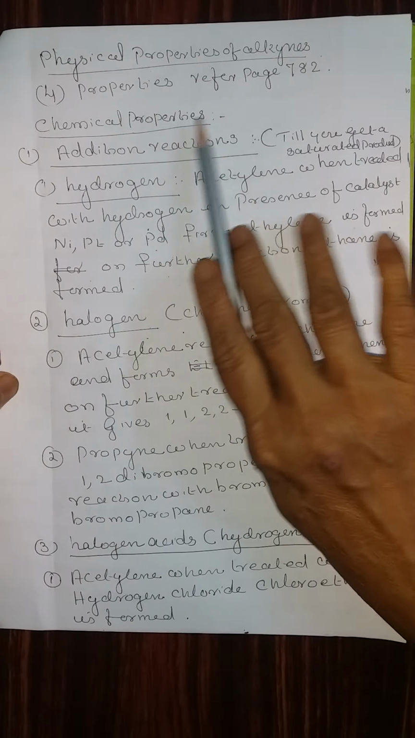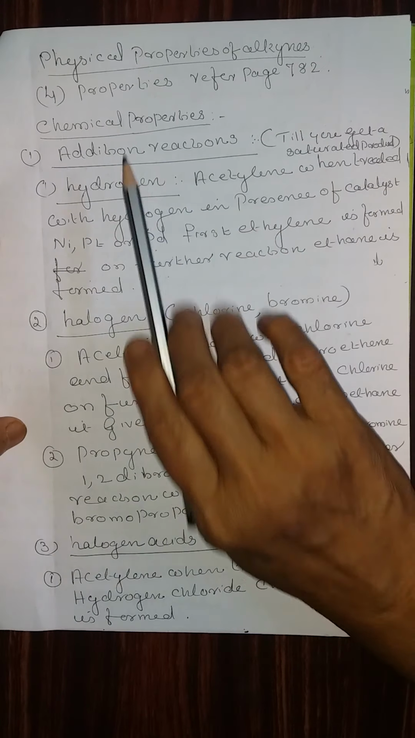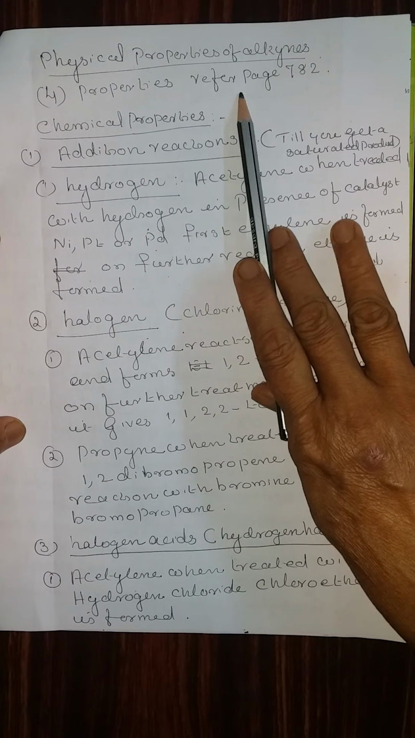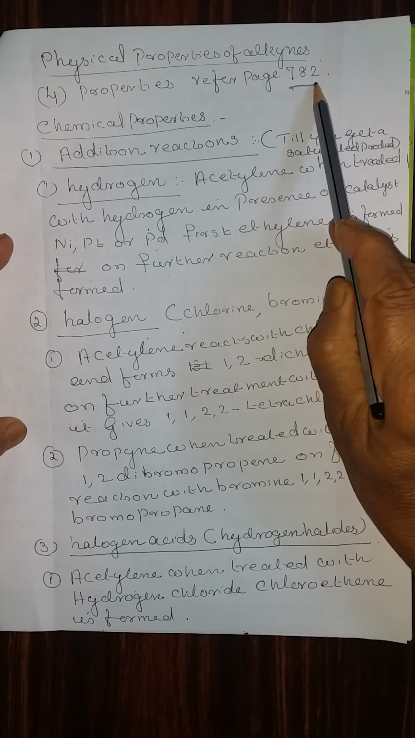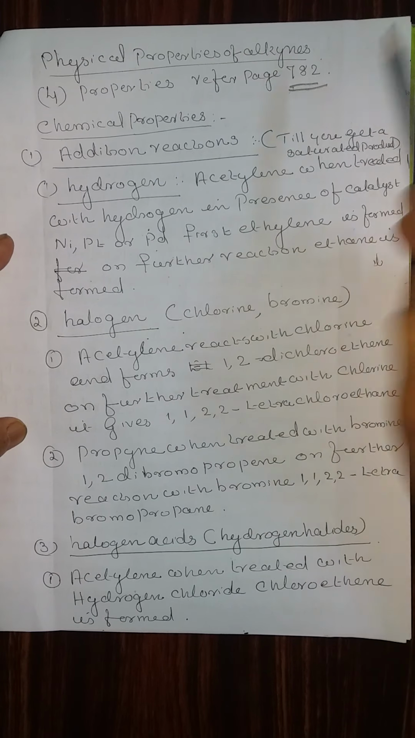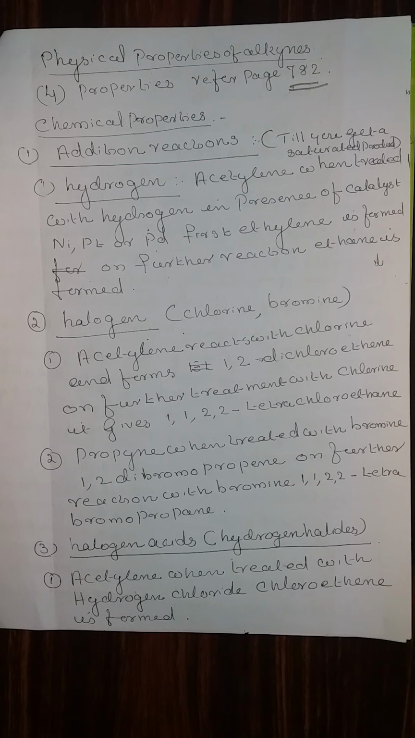Now comes physical properties of alkynes. There are 4 physical properties mentioned in the textbook, page number 782. Please refer and write the notes in your notebook.